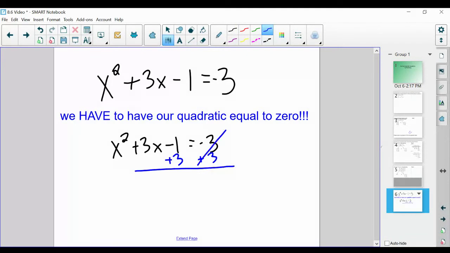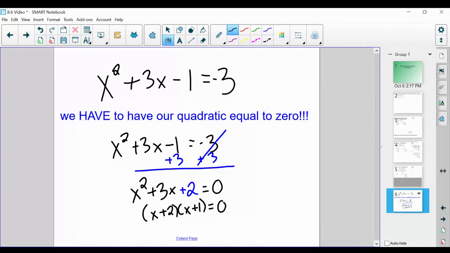Notice where we're lining up our terms that we're adding. We have x squared plus 3x now plus 4 is equal to 0. Now is when we're going to be able to factor, and we'll find we get x plus 2 times x plus 1 is equal to 0, which is why we need to have our quadratic equal to 0 before we can factor, because now we can use the zero product property and find that x is equal to negative 2 or negative 1.